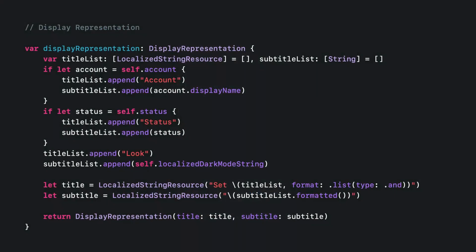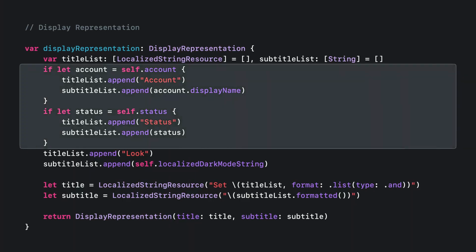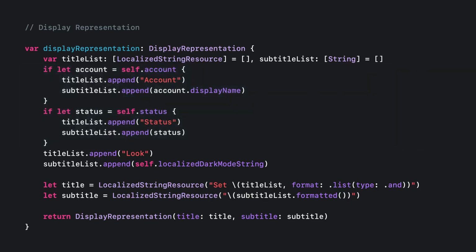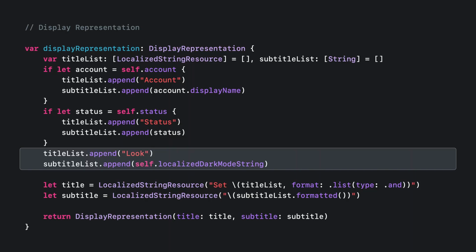In my code, I set the display representation to be generated dynamically. Since account and status are optional parameters, they only get included in the dynamic primary and secondary text if they're actually set. Since always use dark mode is a required parameter, it is always included in the primary and secondary texts.